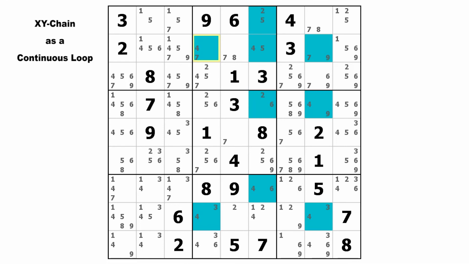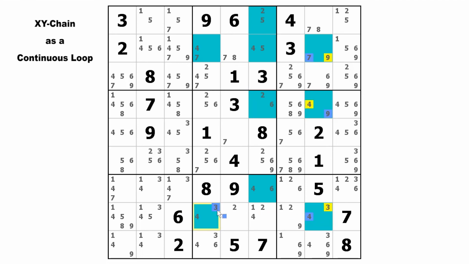Now, because this is a continuous loop, we could start on any of these candidates, and we could start on a strong link or a weak link, but let's start up here on this candidate 7 and make a strong link to this 9, okay? Then we're going to go weak to this 9, strong to the 4, weak to the 4, strong to the 3. Remember, all the strong links are going to be within the cells.